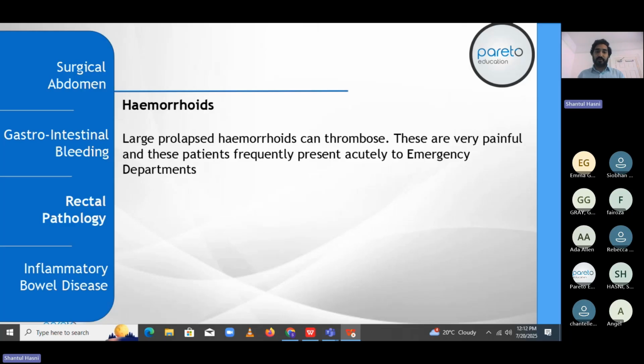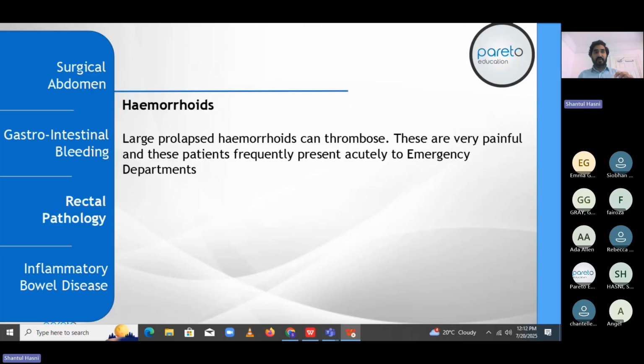Large prolapsed hemorrhoids can thrombose. Obviously, with those blood vessels, the venous blood is not going anywhere, so it just becomes clotted. And when it becomes clotted, that's when it gets painful. So if someone's got a hemorrhoid and that hemorrhoid has become painful, always try to palpate the hemorrhoid. If that palpable hemorrhoid, quite a large one, is really tender, it's because of the thrombosed hemorrhoid.